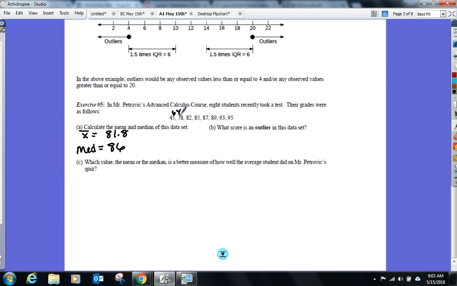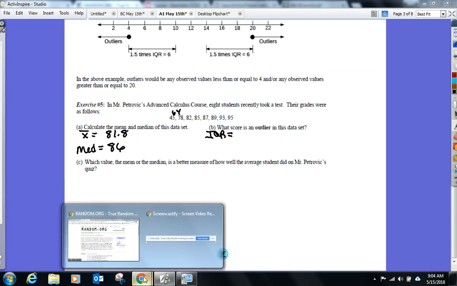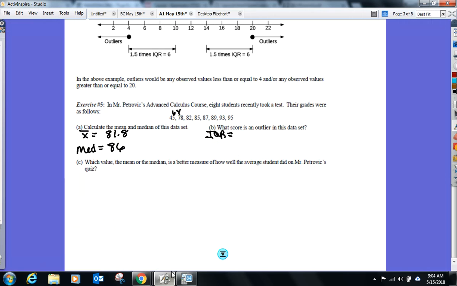Anybody? I wasn't here yesterday. How do you find the interquartile range? Josh? Q3 minus Q1. That's why I asked you guys to put it in a list. So go back to your screen, please. Find the interquartile range for this set. What's my interquartile range when you get it? 11, yep. So find the interquartile range.